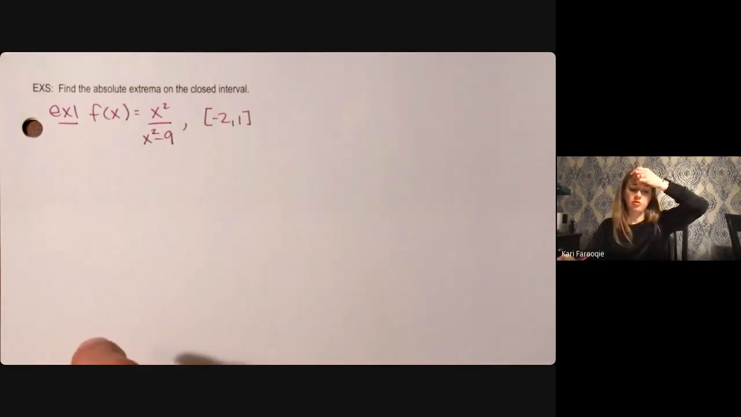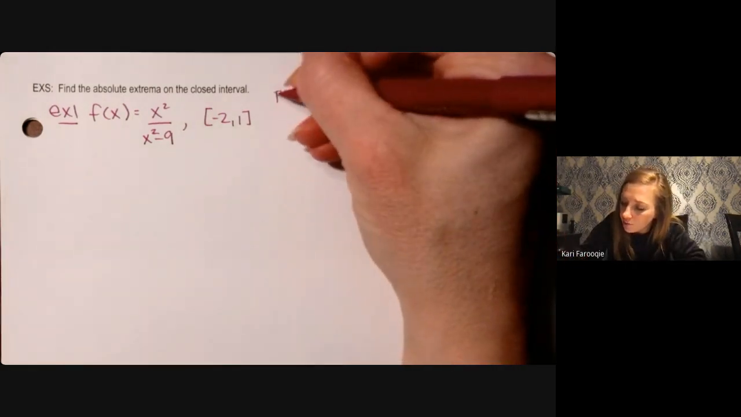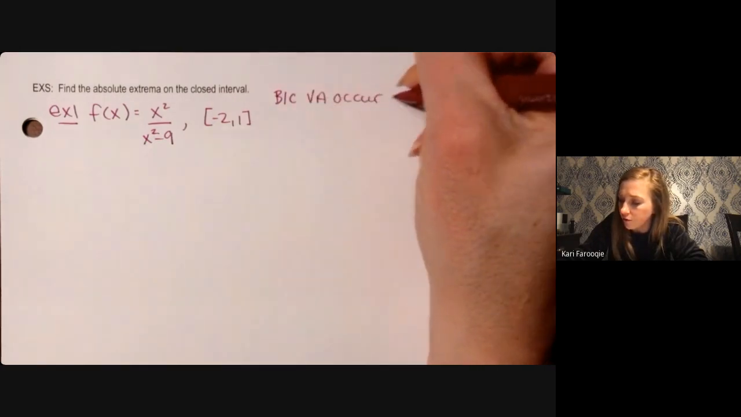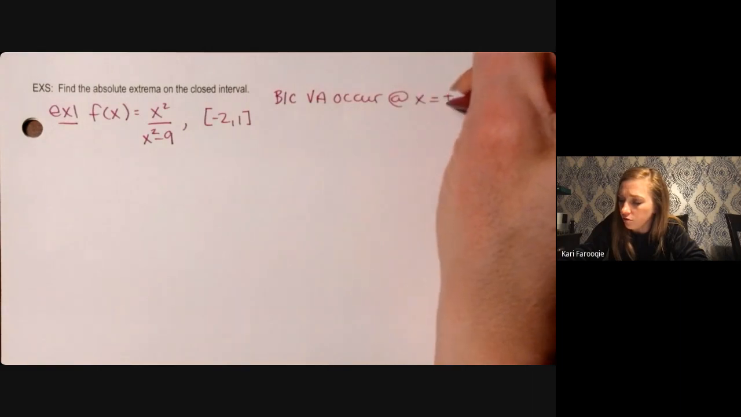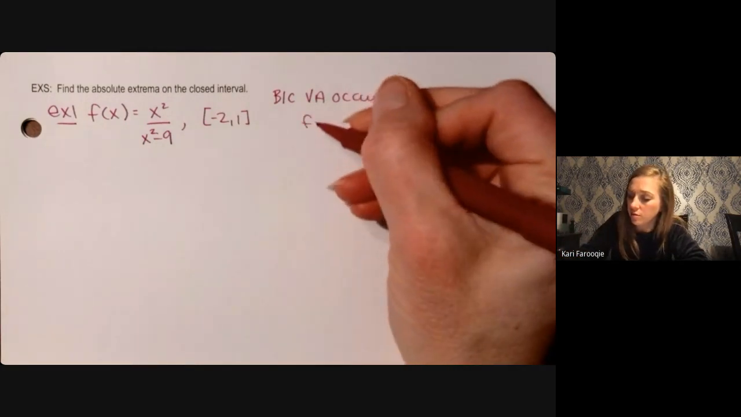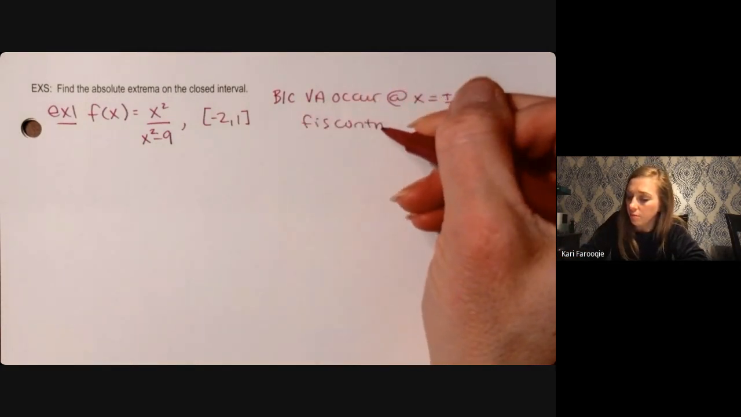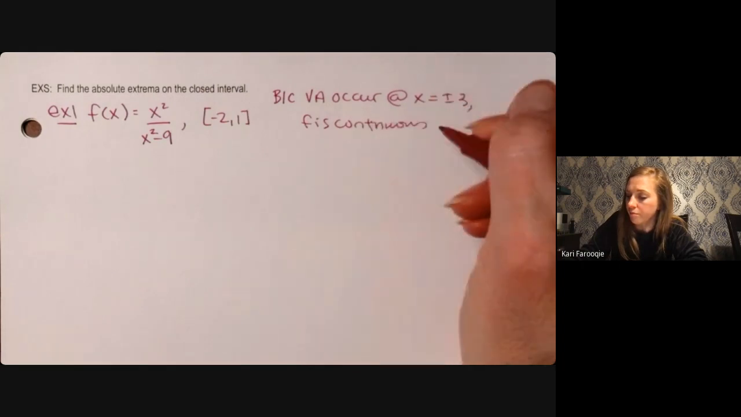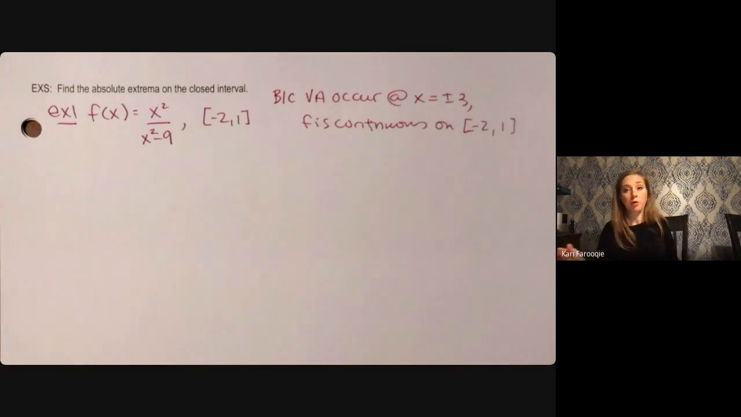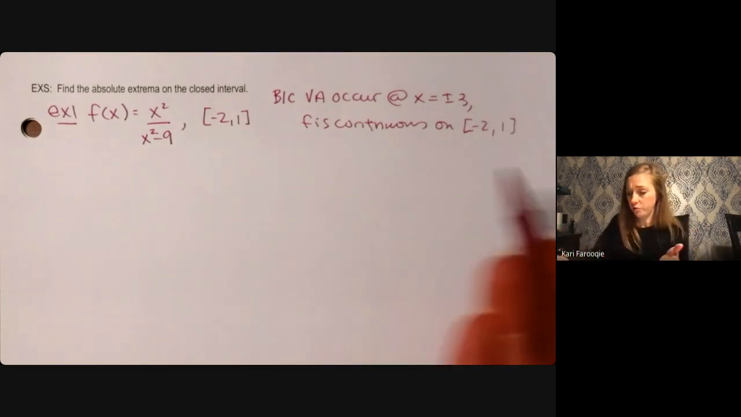So we always need to just make sure that the function's continuous. I'm going to write down what I just said: the vertical asymptotes occur at x equals plus or minus 3. f is continuous on the closed interval from -2 to 1. In order for us to use this process, it has to be the case that our function's continuous on the interval. So we're good here.